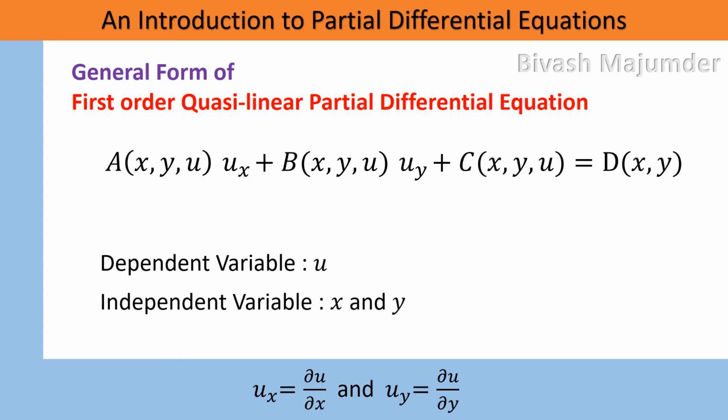Now let us discuss the general form of a first-order quasi-linear partial differential equation. Here this PDE includes first-order partial derivatives. The coefficients of ux and uy, that is a and b, are functions of the independent variables x and y and the dependent variable u, and c is a function of x, y and u, and d is a function of x and y only.